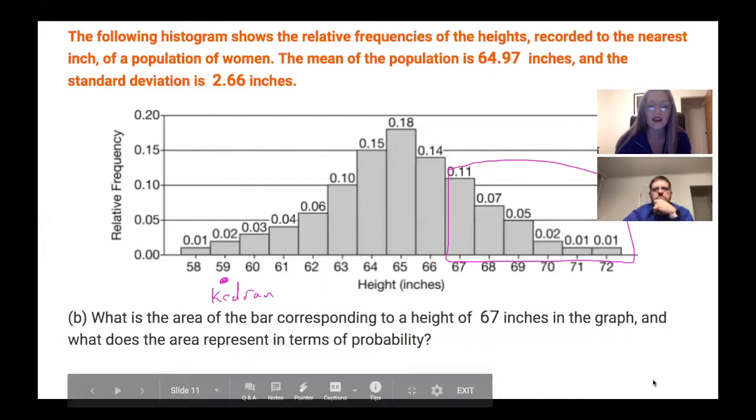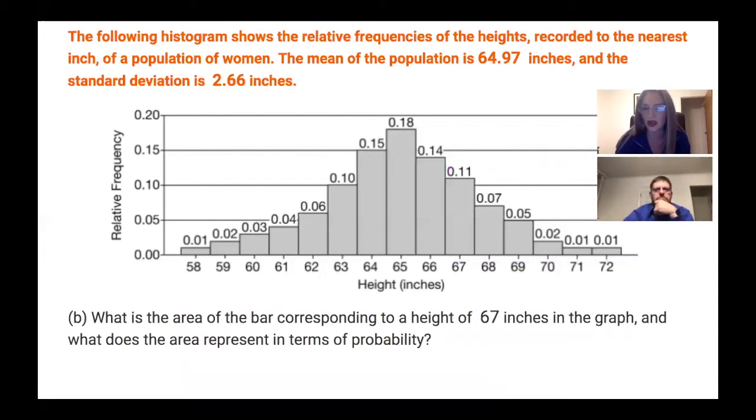What is the area of the bar corresponding to a height of 67 inches in the graph? And what does this area represent in terms of probability? Let's see, the area of the bar corresponds to the height of 67. So we want the 0.11, right? We want just the bar for 67. And that means there is an 11% chance or a 0.11 probability of a randomly selected woman from this population being 67 inches tall.